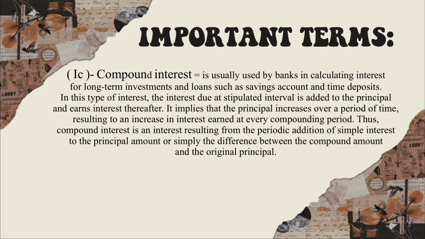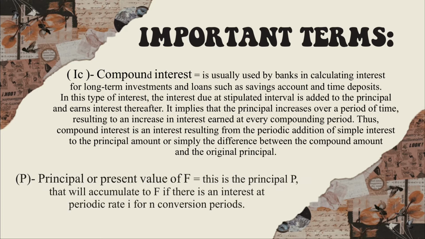Thus, compound interest is an interest resulting from the periodic addition of simple interest to the principal amount, or simply the difference between the compound amount and the original principal. P, principal or present value of F. This is the principal P that will accumulate to F if there is an interest at a periodic rate, which is denoted by I, for N, which is the conversion periods.